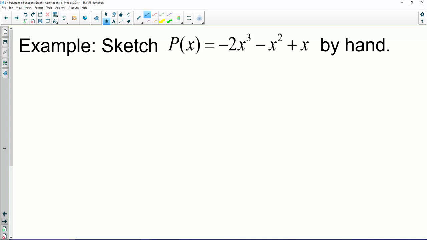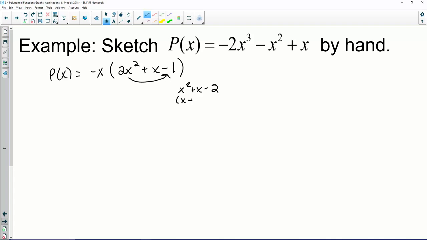Okay, if I'm going to sketch it, I need to factor it. What would you guys do? Can we take out negative x? Might be nicer. Give me a positive 2x squared, positive x minus 1. How would I finish factoring that inside? And I need that so I can find my zeros.